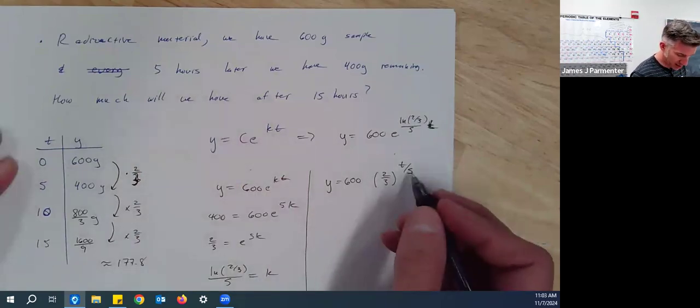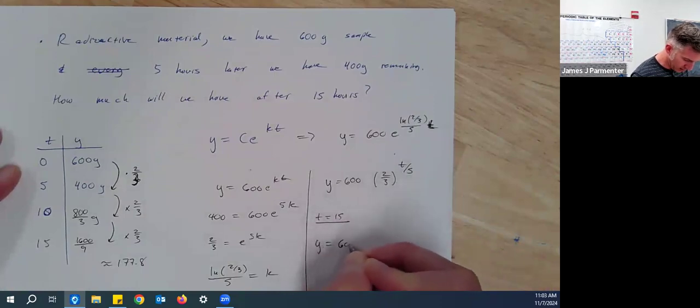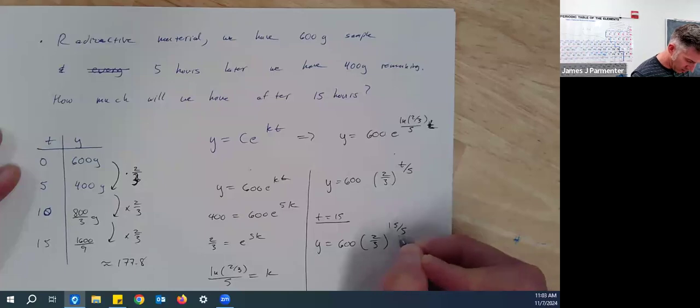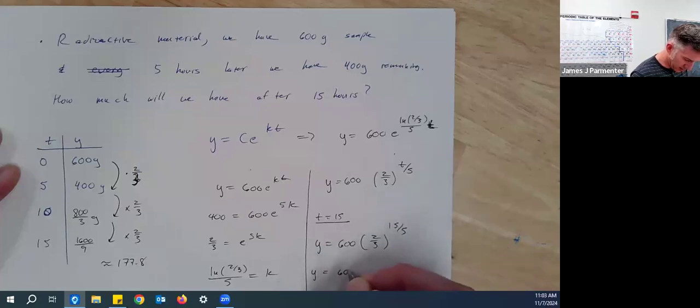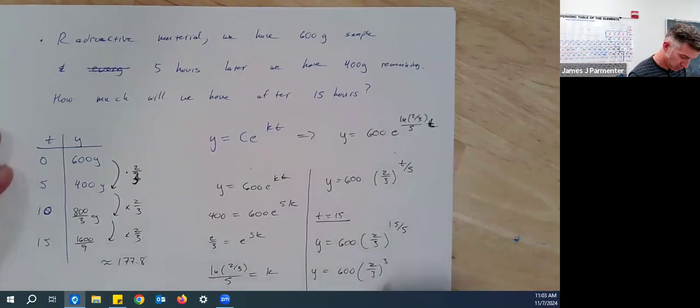So I could plug in t equal to 15 and get y equal to 600 times 2/3 to the 15 over 5, which is exactly 600 times 2/3 to the third, which is going to exactly get me over to 1600 over 9. Right, it's going to be 600 times 8 over 27. You can cancel a 3 here and a 3 here. You get 200 times 8 over 9, which is exactly 1600 over 9.